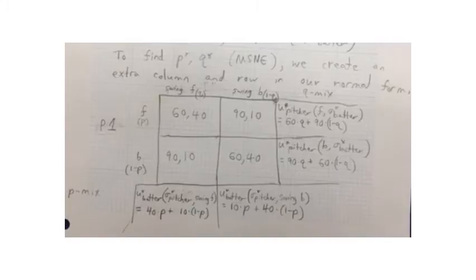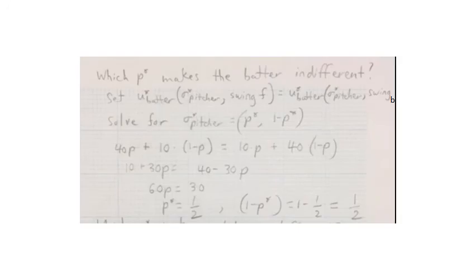So now all we have to do to find P star and Q star is to move across the P mix row and set payoffs equal and solve for P, and then move down along the Q mix column and set expected payoffs equal and then solve for Q. So then the question is, which P star makes the batter indifferent? Which choice of P star by the pitcher makes the batter indifferent between their two pure strategies?